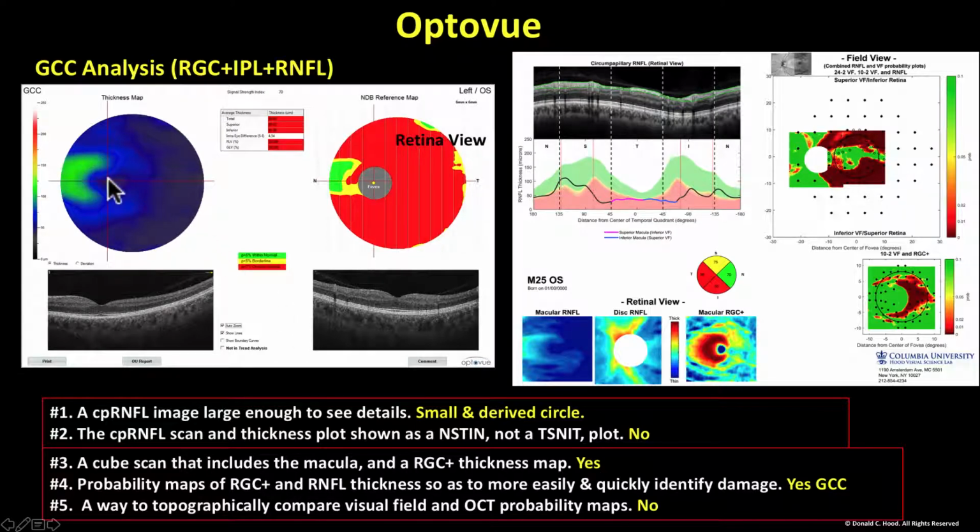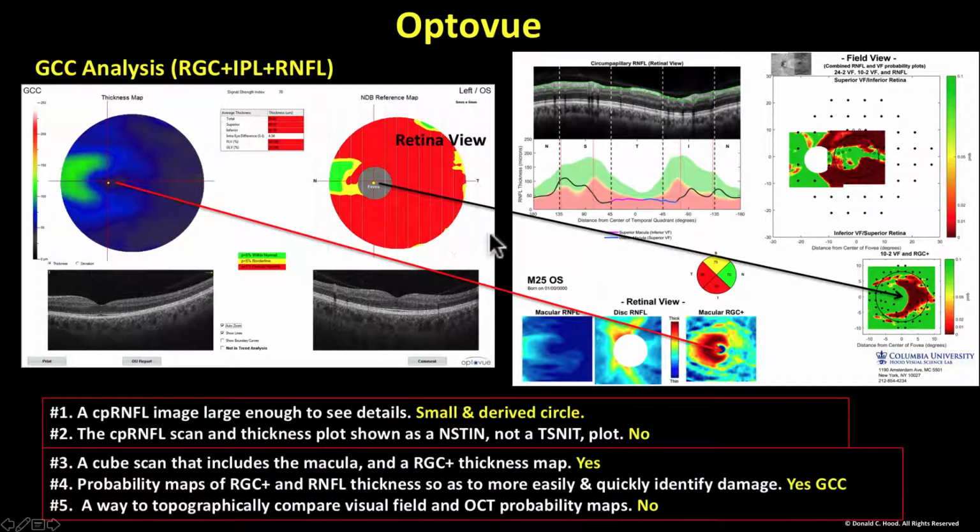That's the thickness map. Probability maps, yes for the GCC. So here's a probability map for the GCC. That's the fovea, right? This is the same patient here. So this corresponds to that. And this corresponds to that. And so this region here is this preserved region here. And here.